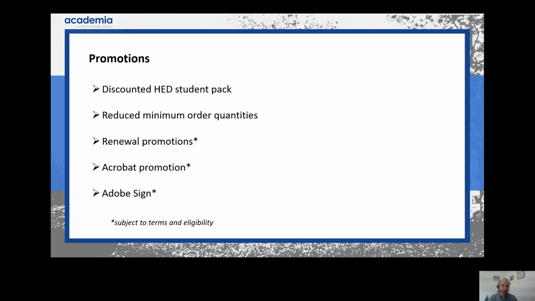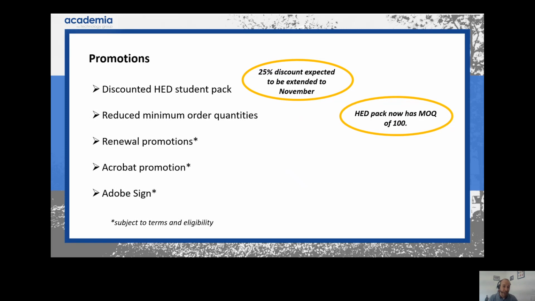And not only that, Adobe have introduced a further 25% discount off of higher education student packs. We expect this to expire come November time. And in addition, at the same time, we expect the minimum order quantity reduction to end. So a higher education student pack usually has a minimum order quantity of 150. That is now only 100.